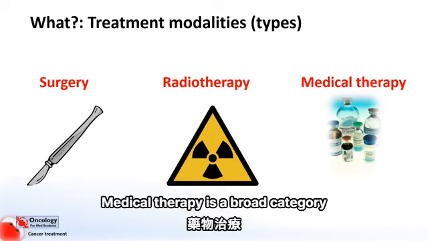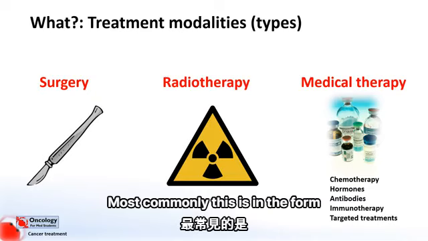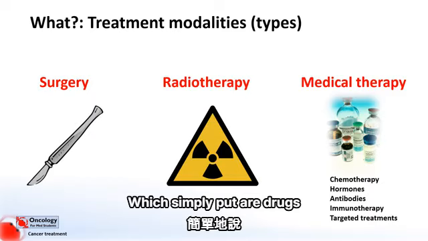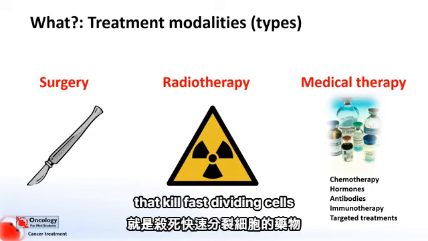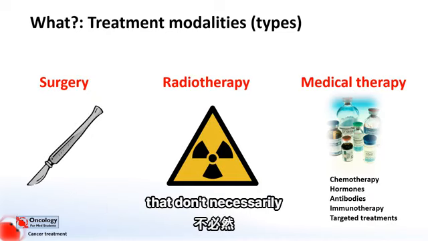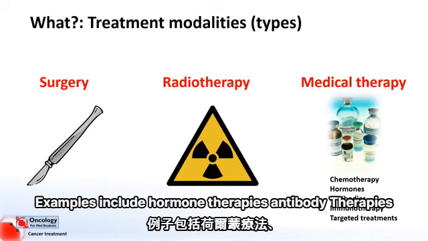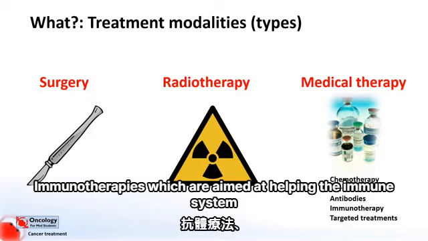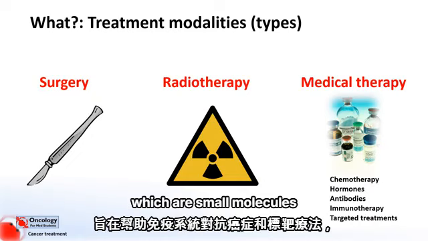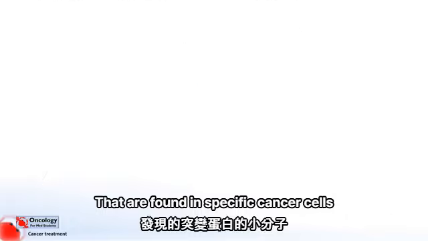Medical therapy is a broad category that involves medications given to kill cancer cells. Most commonly, this is in the form of what we call cytotoxic chemotherapy, which, simply put, are drugs that kill fast-dividing cells. Medical therapies, however, also include other medical treatments that don't necessarily involve cytotoxic drugs. Examples include hormone therapies, antibody therapies, immunotherapies, which are aimed at helping the immune system fight off the cancer, and targeted therapies, which are small molecules that are designed to target and inhibit mutated proteins that are found in specific cancer cells.